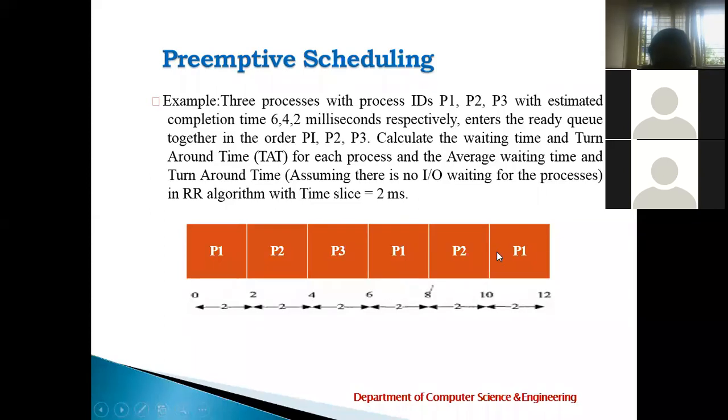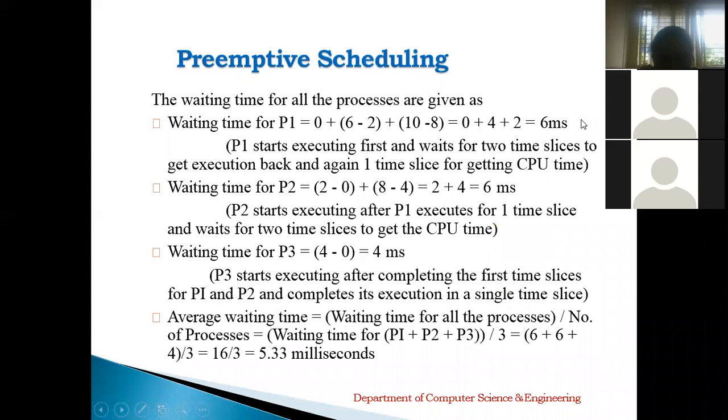Then when it comes to the third chance, 10 minus how much? 10 minus 8, that is 2. So 4 plus 2 is 6 millisecond. This is what the calculation is. Right? So P1 starts executing first, waits for 2 turns of loss to get execution back, and again 1 turn of loss for getting the CPU time. Understood, Vaishnavi?